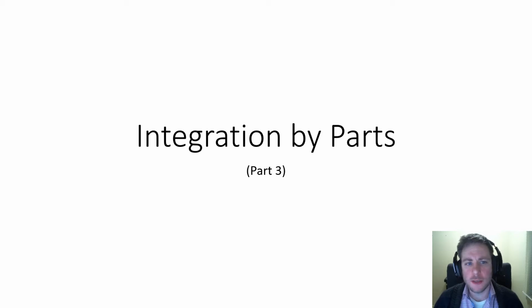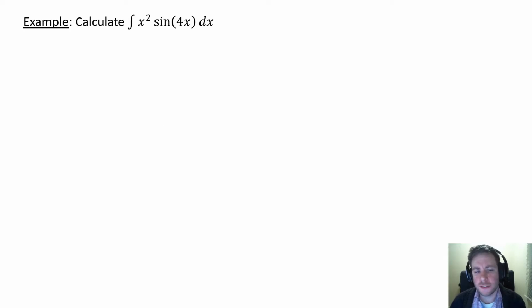Hi everyone. In this video, we'll look at some more scenarios that can come up when you're integrating by parts. Let's try this example. If you're really perceptive, you might notice right away that this example is going to require us to integrate by parts twice. The reason for that is because x squared would need to be differentiated twice before we can get an integral that we can solve. Let's give it a try.